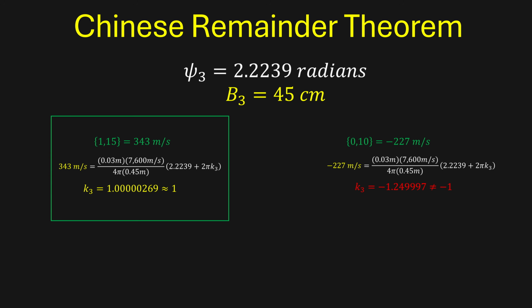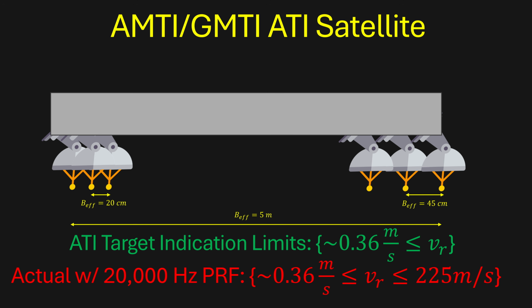This same algorithm is also used in the multi-PRF ambiguity detection that I discussed earlier. Theoretically, the arrangement of baselines I show here would give you detection all the way from 36 centimeters per second to well above 285 meters per second. In reality, we are still constrained by the PRF for the maximum unambiguous velocity.